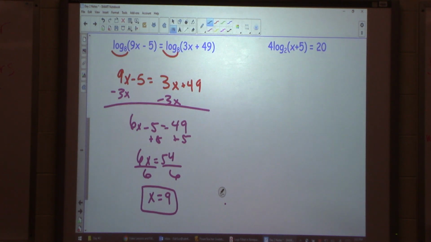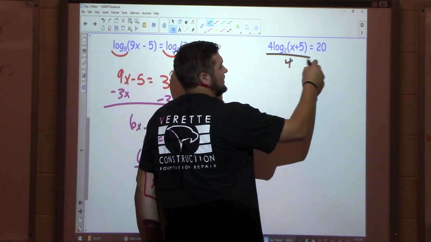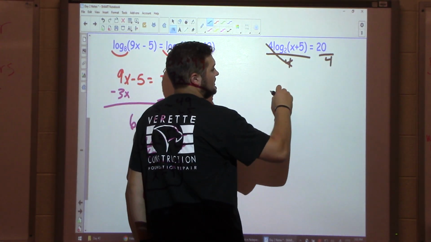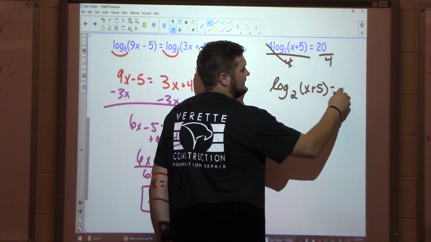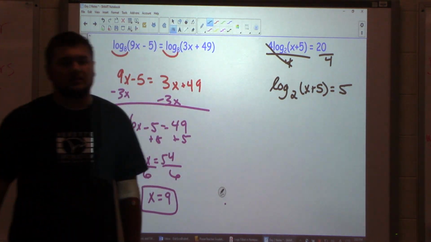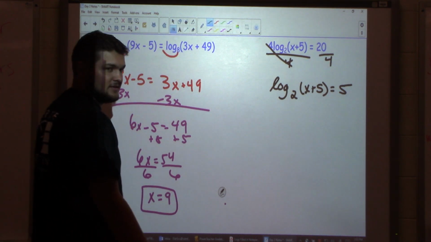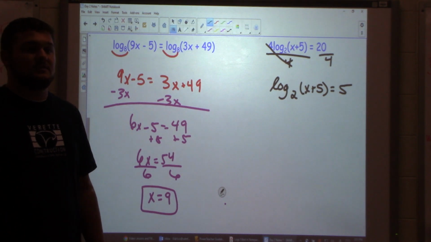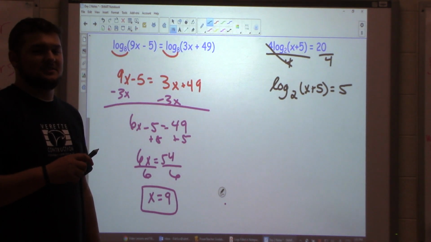Alright, Pomeroy. That last problem up there, what's my first step going to be? Divide by 4. Mr. Pomeroy should be the only one talking right now. Divide both sides by 4 to isolate my log. Log base 2 of x plus 5 equals 5. Christina, what should I do next? Do the exponent, I don't know what it's called, but put the 2 down and then the 5.